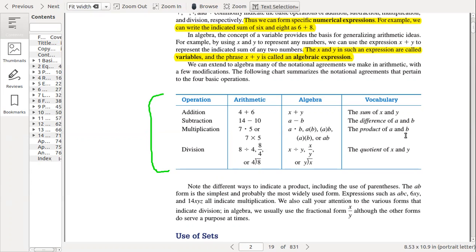This is the product of a and b. For division with numbers, we can write 8 divided by 4, or 8 by 4. In contrast, using variables, we write x divided by y, or x by y. So here we can say it's the quotient of x and y. Note the different ways to indicate a product, including the use of parentheses. The ab form is the simplest and probably the most widely used form. Expressions such as abc, 6xy, and 14xyz all indicate multiplications.